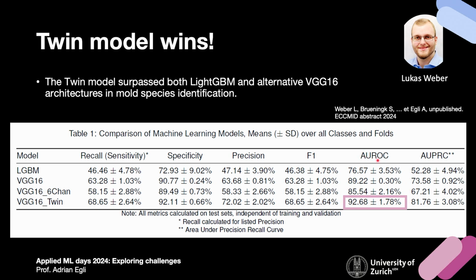So the area under the receiver operating curve in the twin model reached here an output of 92. And as you know, 50 would be flipping a coin and 100% would be best. So that's a very good first approach.